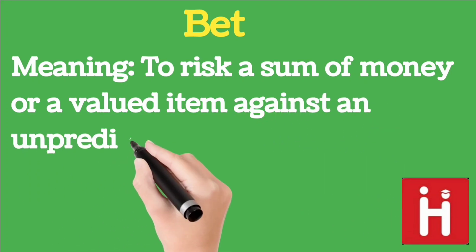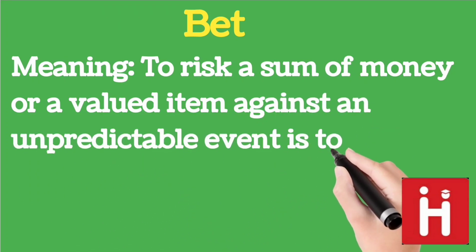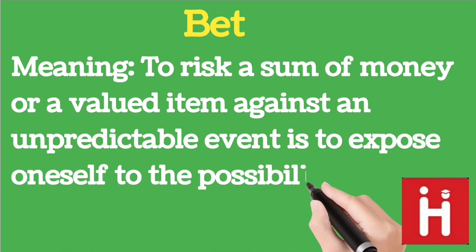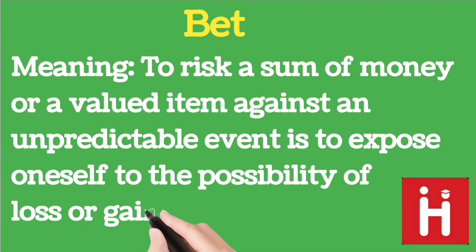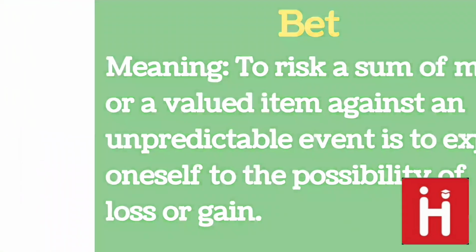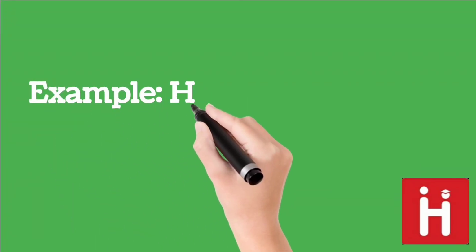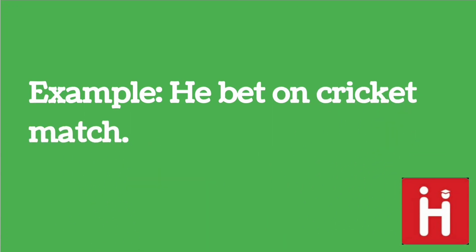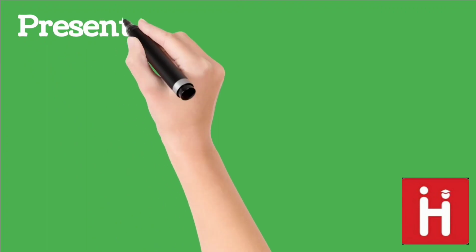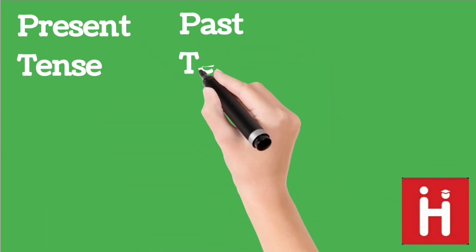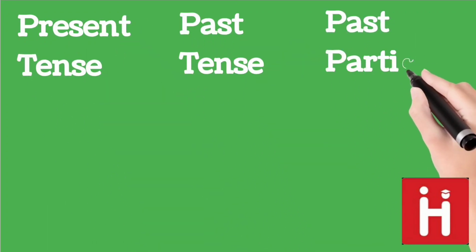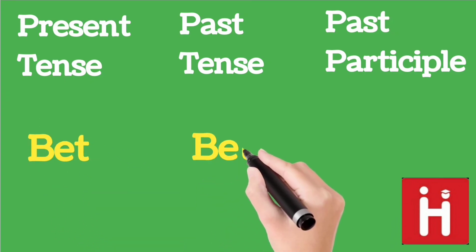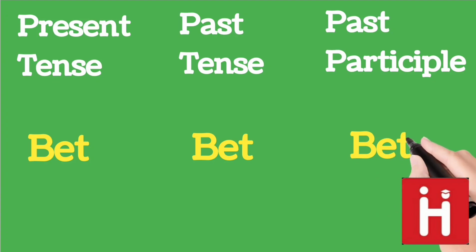Now we see the verb bet, meaning to risk a sum of money or a valued item against an unpredictable event, to expose oneself to the possibility of loss or gain. Example, he bet on a cricket match. The three forms of the verb bet are bet, bet, bet.